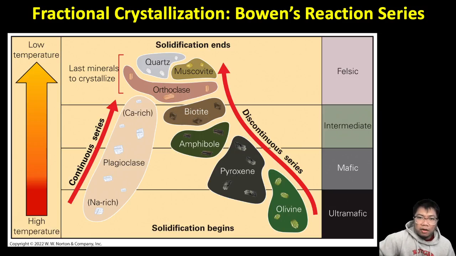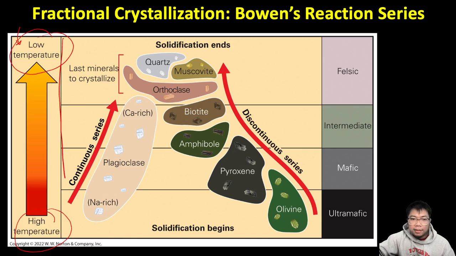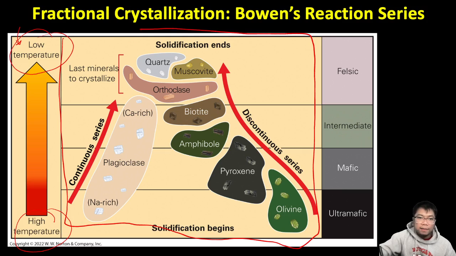So here is the summary of Bowen's reaction series. It actually consists of three different panels. On the left side here we have the temperature indicator. Here at the bottom we have high temperature, that kind of represents the temperature of the deeper part of the earth, and here on the surface of the earth we have a lower temperature. Okay, and in the middle section here we have the different types of minerals that solidify at different temperatures.